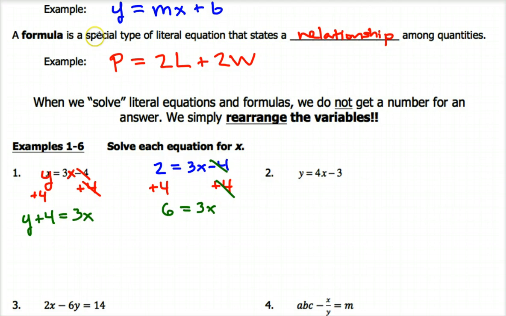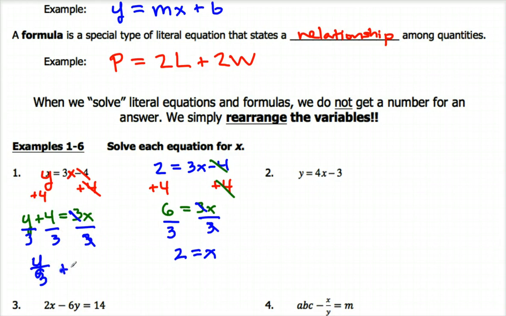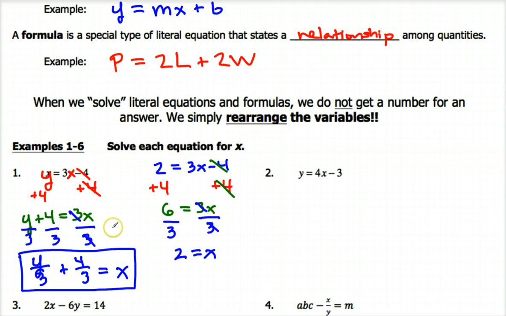The next thing I would do for an equation like this is divide by 3 in order to get x by itself. For the equation over here, that would have given me 2 equals x. Over here, I can still divide by 3, but again, I'm not going to get an actual number on this side. All I'm going to do is divide each part by 3. So that gives me y divided by 3 plus 4/3 is equal to x. And that's going to be my answer. Y over 3 plus 4/3 equals x would be this equation solved for x.